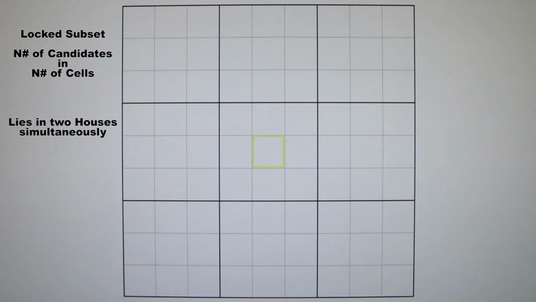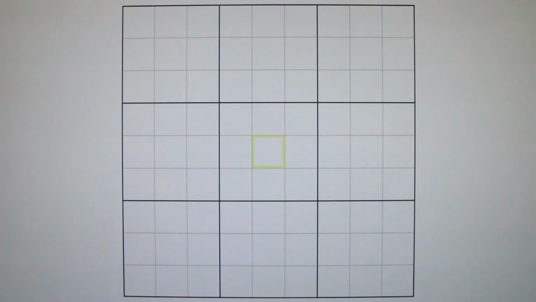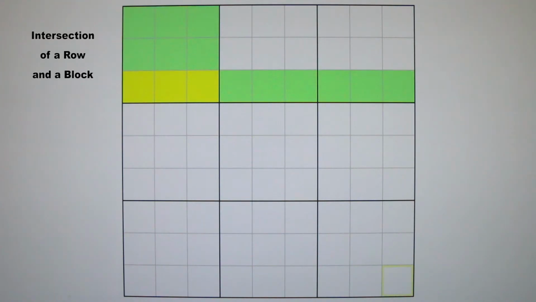To refresh your memory, a locked subset is one that lies entirely within the intersection of two houses, either the intersection of a row and a block or the intersection of a column and a block. Now, the intersection of a row and a block looks like this. This is the intersection of row 3 and block 1.